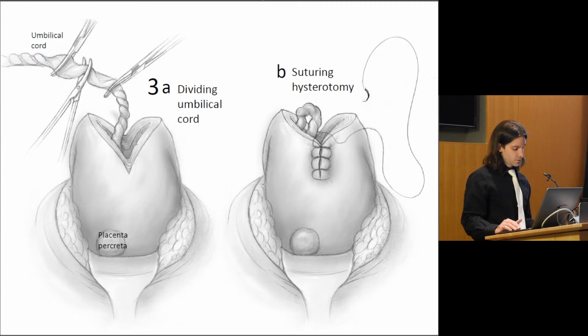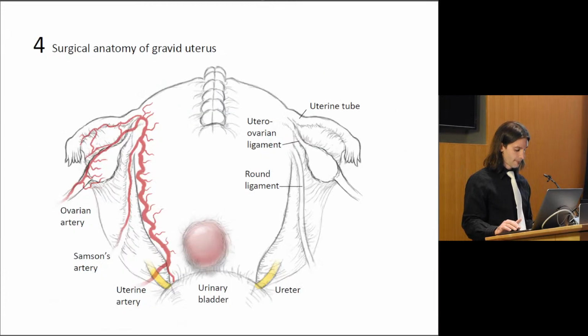Once the baby is delivered, the umbilical cord is doubly clamped and divided. The placenta is left in the uterus since removing it manually would cause a massive hemorrhage. The hysterotomy is sutured with running, locking sutures. This is the relevant vasculature that will be ligated: the ovarian artery, Sampson's artery, and the uterine artery. The ureters must be avoided as they run inferior and lateral to the uterine arteries.